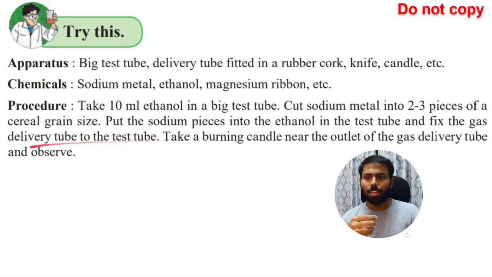Next, fix the gas delivery tube to the test tube. Take a burning candle near the outlet of the gas delivery tube and observe. तो इसमें से क्या करना है? इसमें एक पाइप डालना है, और उस पाइप का जो दूसरा एंड होगा, वो हमें एक बर्निंग कैंडल के पास रखना है.